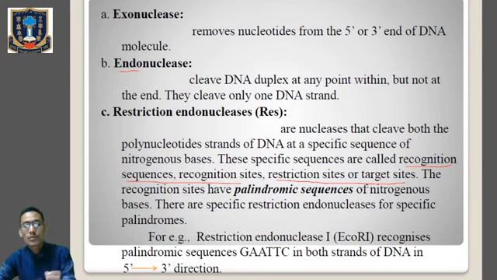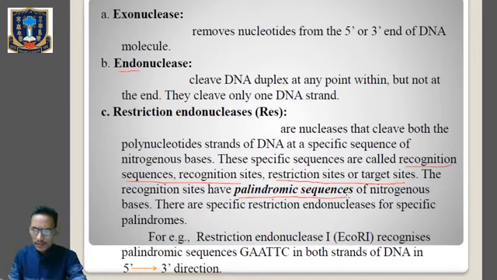These sites have got which sequences? They have got palindromic sequences of nitrogenous bases. We will discuss what they mean by palindromic sequence also. There are specific restriction endonuclease enzymes for specific palindromic sequences. Clear? That means all the restriction enzymes don't have common palindromic sequences, but for each palindromic sequence we have got a specific restriction endonuclease enzyme. So for one palindromic sequence we have got one restriction endonuclease enzyme.